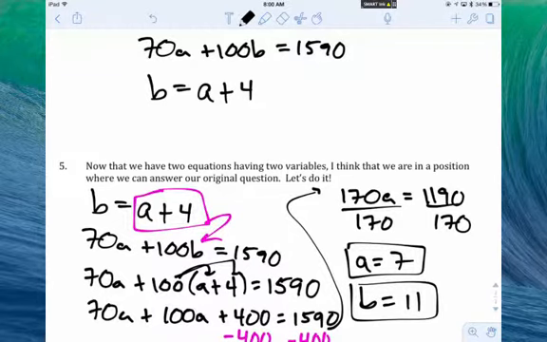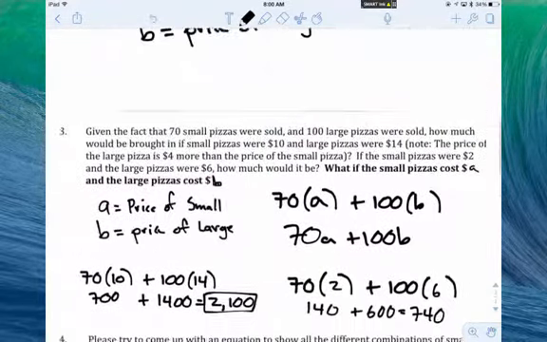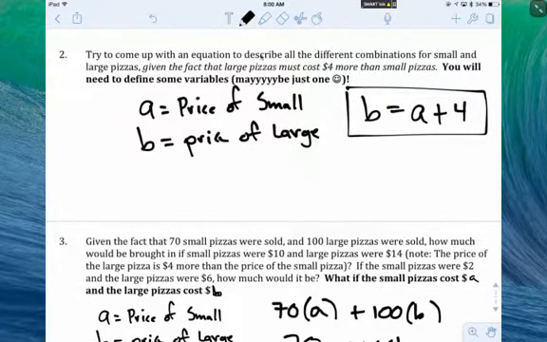And that's the general strategy here. We define our variables originally to be that which we don't know, that which we'd like to find. We create two equations involving these two variables, and then once we have two equations, we can solve that system and find out the value of each.